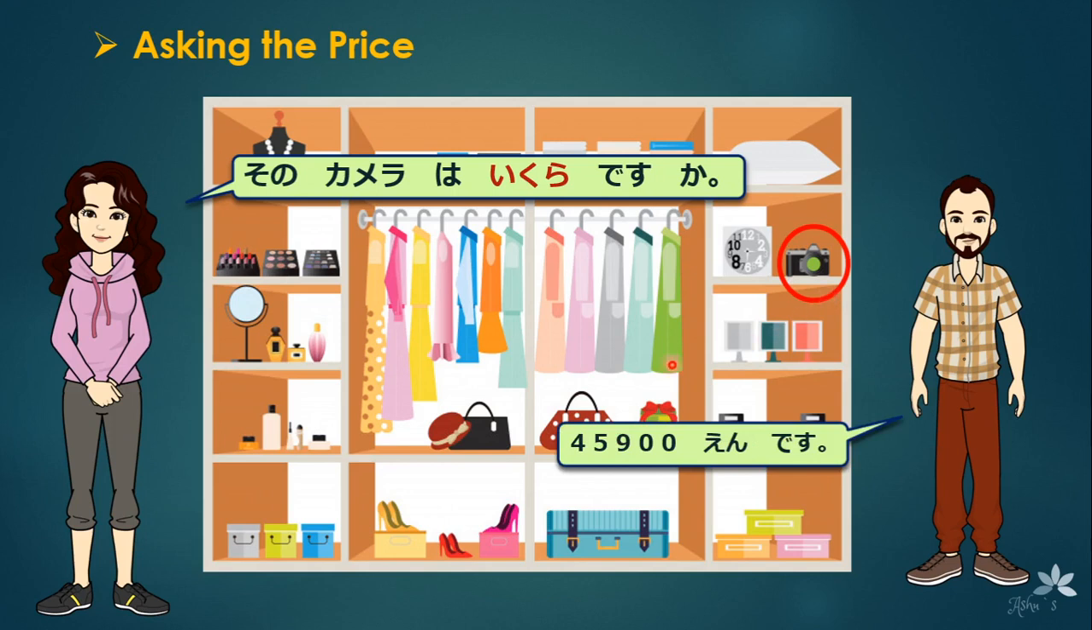The man replies, it is, yes, 45,900. How do you read this, friends? Yon man gosen 900 yen desu. So he says it is 45,900 yen. Hope you have understood how to ask the price.